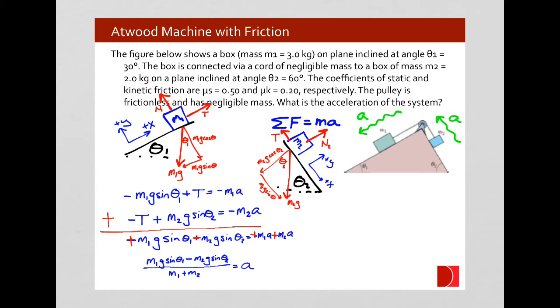Now when we plug in numbers, we're interested in whether this is a positive or a negative number. And what we find is that this is actually a negative number. All that means is that what we assumed about the acceleration over here was incorrect, and in fact the acceleration should go back the opposite direction. That in fact will be going this way.